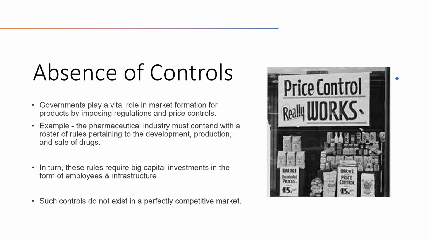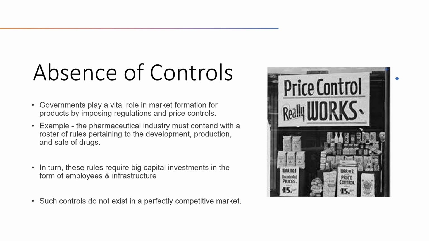Now, look a bit at absence of controls. Governments play a vital role in market formation for products by imposing regulations and price controls. It can control the entry and exit of firms into the market, setting up rules to function in the market.